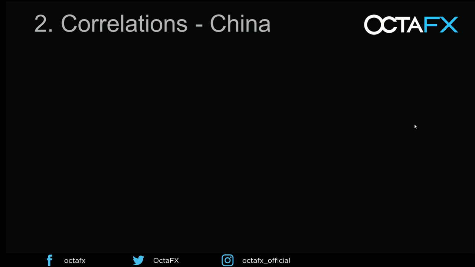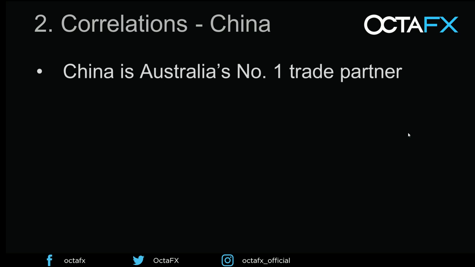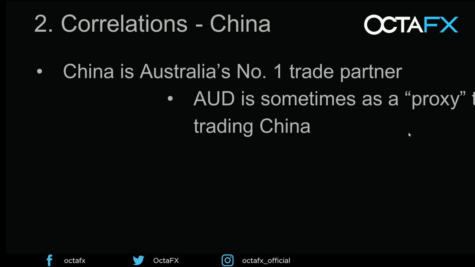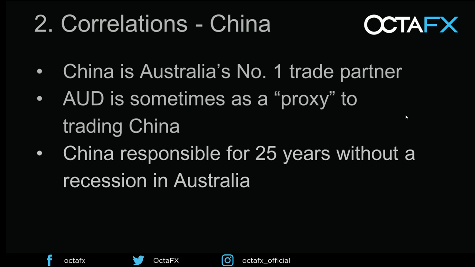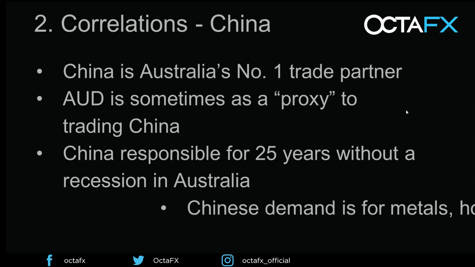Let's move to the second topic, correlations with China. China is the second largest economy in the world, and for Australia, it's the number one trading partner. The Australian dollar is sometimes seen as a proxy to trading China, because the Chinese yuan is more or less pegged to the US dollar, or trades hand in hand, if you wish. So if you want to trade the ups and downs of the Chinese economy, second largest in the world, you trade the Australian dollar. China is responsible for 25 years without a recession for Australia. Very rare occasion where such a big, developed country, Australia, enjoys no recession thanks to the mining boom.